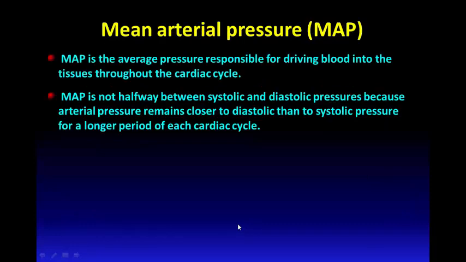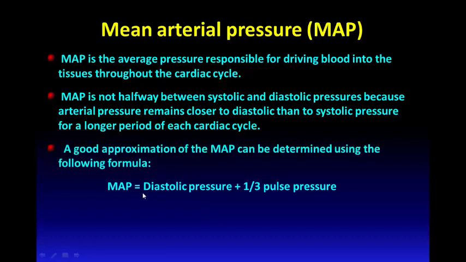The mean arterial blood pressure is the average pressure during the entire heartbeat, during the entire cardiac cycle, which drives blood into the tissues through the cardiac cycle. And we mentioned in the 2 lectures on the cardiac cycle that the mean arterial blood pressure is not halfway between the systolic and the diastolic blood pressure, because the arterial blood pressure remains closer to the diastolic than to the systolic blood pressure for a longer period of each heartbeat.